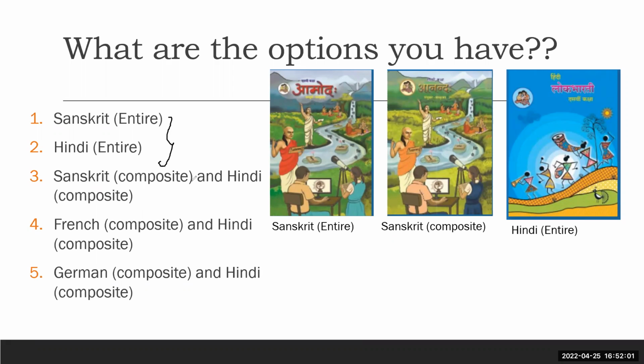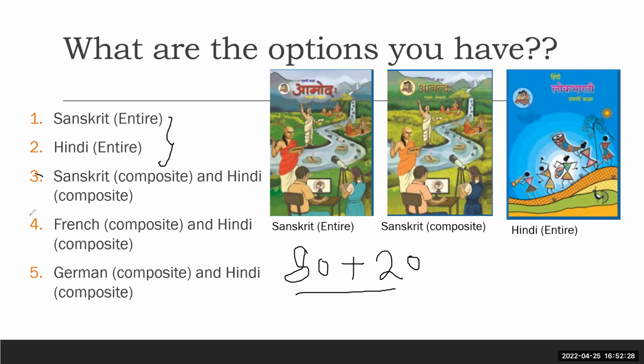Sanskrit and Hindi entire means you are taking the language entirely. Only one language you have to study. For that, you would be appearing for an 80 marks written paper plus 20 marks internal. This is the assessment for your 10th and 9th standard. For your 8th standard, the assessment would be made in a different way, which your school teachers will definitely tell you before the beginning of the academic year.